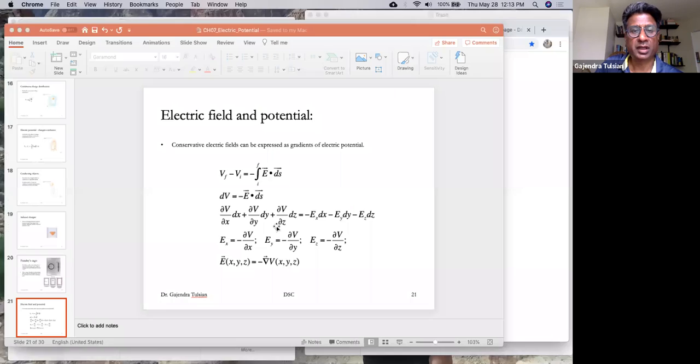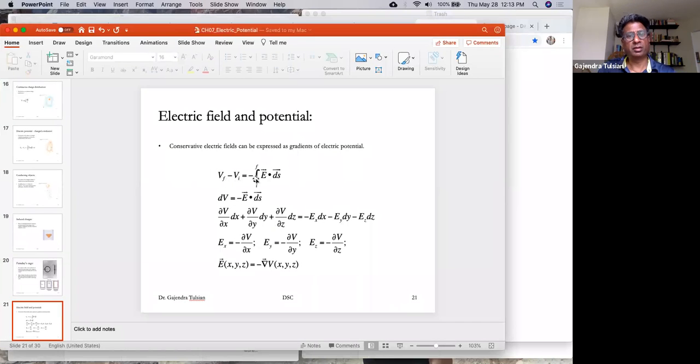And that's what this slide is showing you. Okay, so here's the general expression for change in V: this line integral along any path. Now you take an infinitesimal change, so the small change dV is equal to just that for a small, infinitesimal displacement. You see in calculus dV is del V.